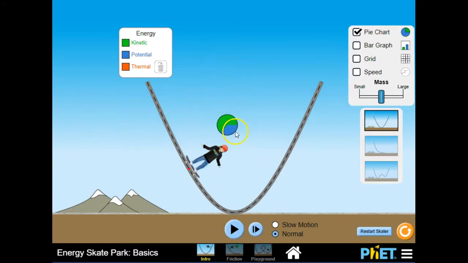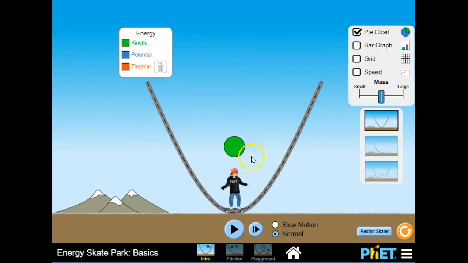As the skater travels down the ramp, we notice that the potential energy begins to disappear and it's being replaced by kinetic energy because the skater is getting faster. We can see that if we keep going down, look what's happening. That potential energy is going to disappear.